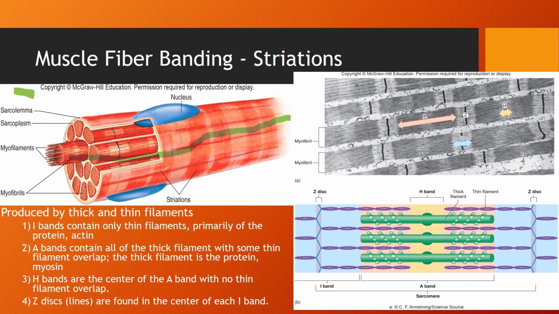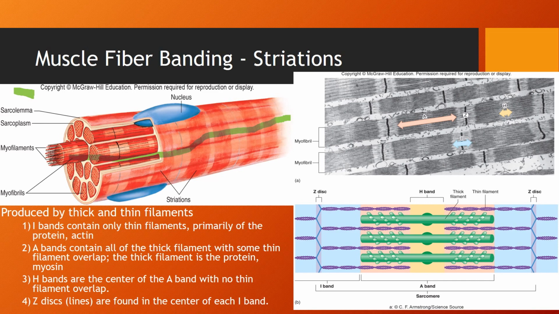These are stacked in register so that the light and dark bands align. And if you remember, the dark bands are due to the myosin and the light bands are due to actin. Those are synonyms with the thick myofilaments and thin myofilaments. Again, thick for myosin, thin for actin.